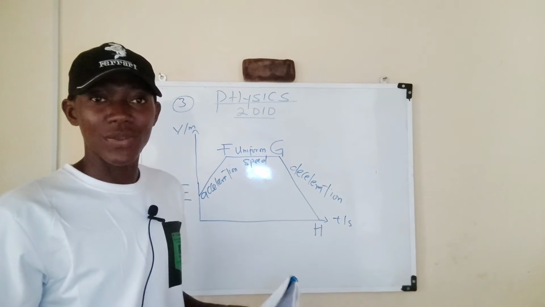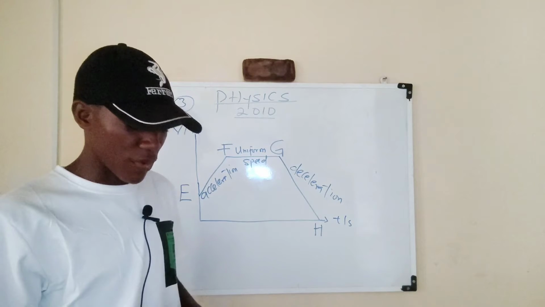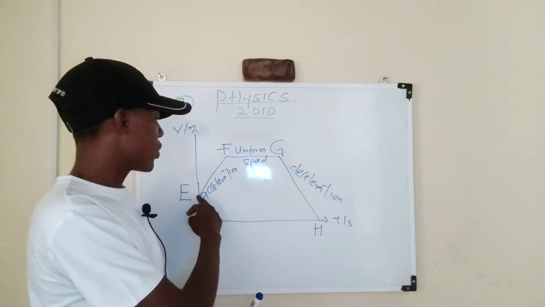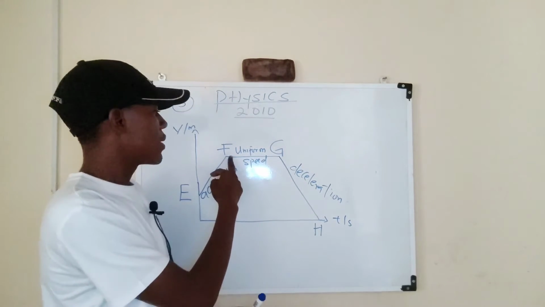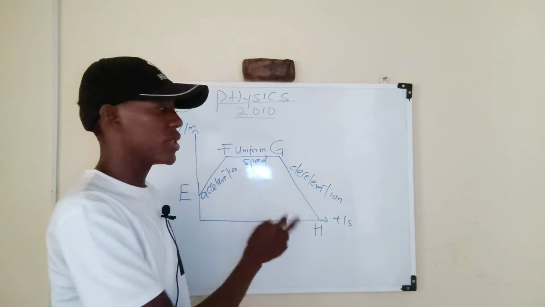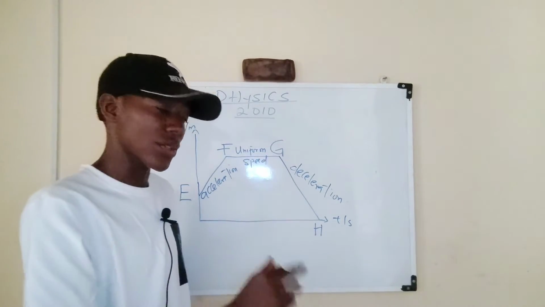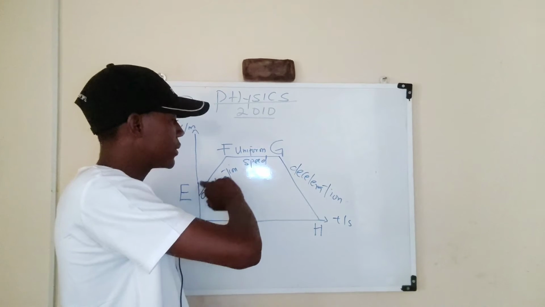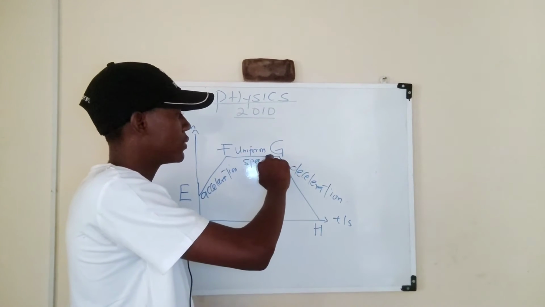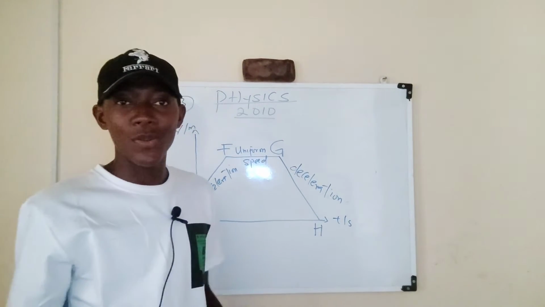I believe we understand this question. So any question twisted in this form, this is how it is. From this point to this point is always acceleration. From this point to this point is uniform speed, and from this point to this point is deceleration. This is a car starting. I hope we get it.